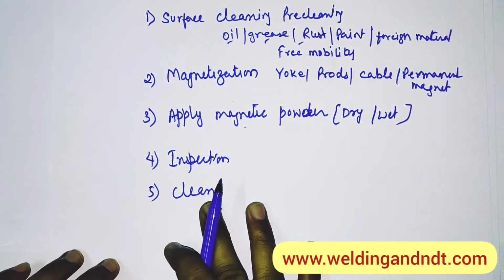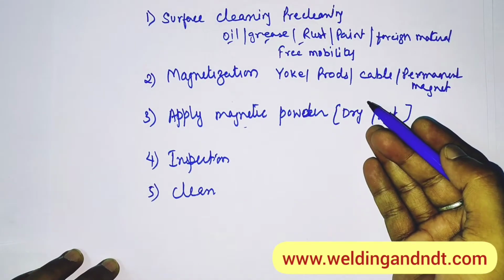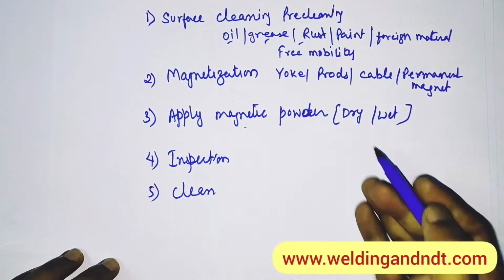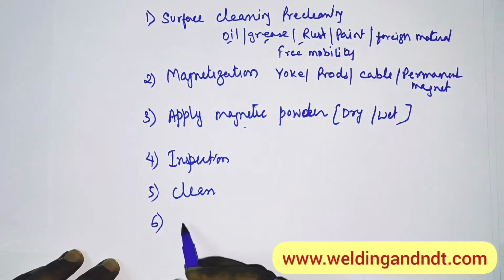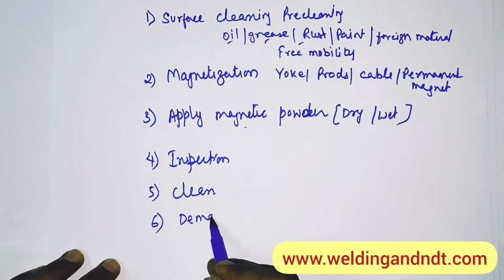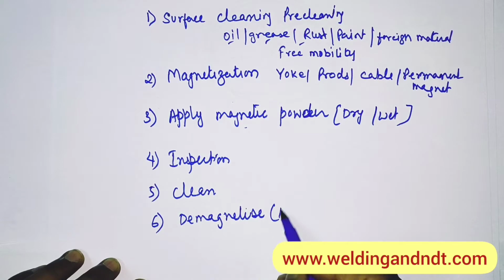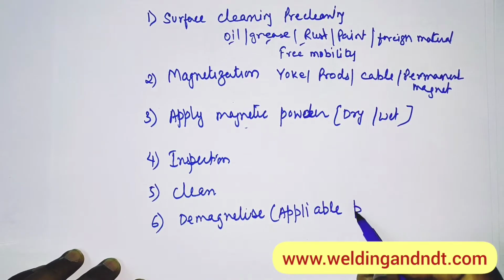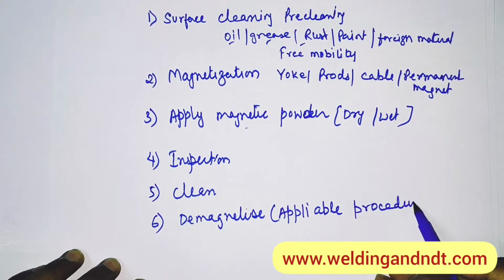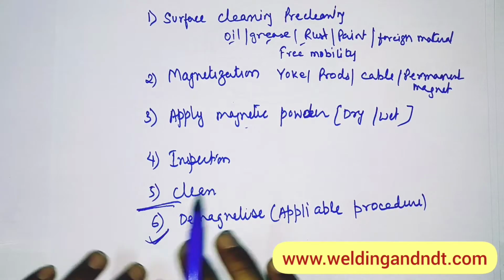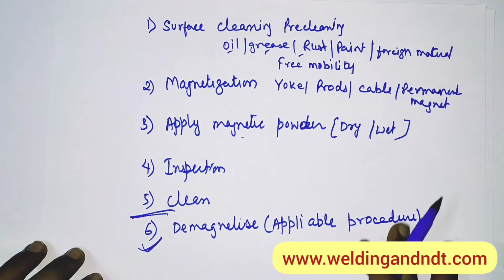So cleaning is very easy because these materials are non-toxic, non-hazardous, non-rusty, non-sticking. So it's very easy to clean. And then finally, you have to demagnetize the item. See, this is not a compulsory step. If the application standard or the applicable procedure says that you have to demagnetize the item, then only you have to perform this task. Otherwise, after cleaning, it's over. So you understood the steps.